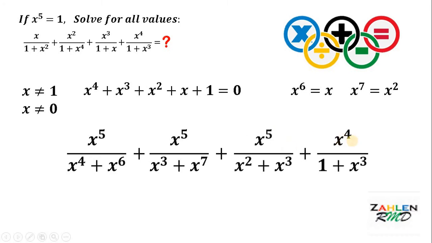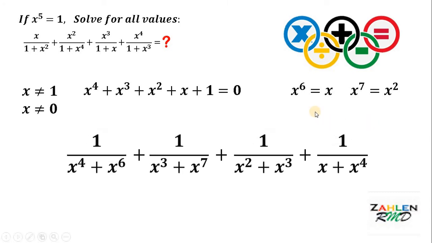And the fourth term, we need to multiply the numerator and the denominator by x. So we have x to the fifth power all over x plus x to the fourth. Now, take note that x raised to the fifth power equals 1. Therefore, all of this numerator must be equal to 1.